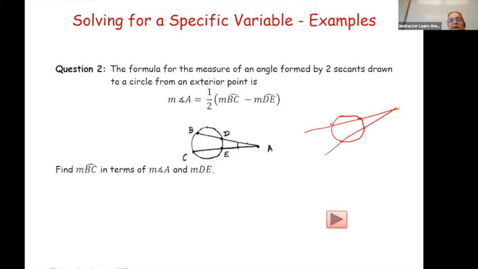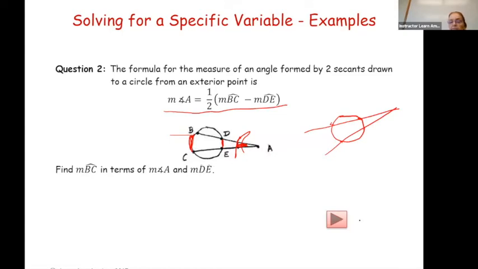They intersect: one secant intersects the circle at D and B, and the other secant intersects at E and C. The angle that these two secants form with each other, this angle right in here, is measured as 1/2 the difference between the two intercepted arcs. So this is one intercepted arc, arc BC, and this is the other one, DE. So the measure of angle A is 1/2 the difference between the measure of arc BC and the measure of arc DE.